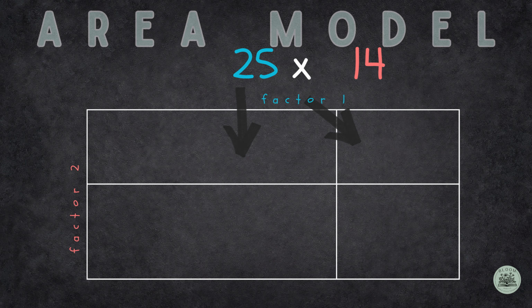Let's set up our area model. So I'm going to look at my two factors. The first factor is 25, the second factor is 14. First, I'm going to split up 25 based on place value of 20 and 5.